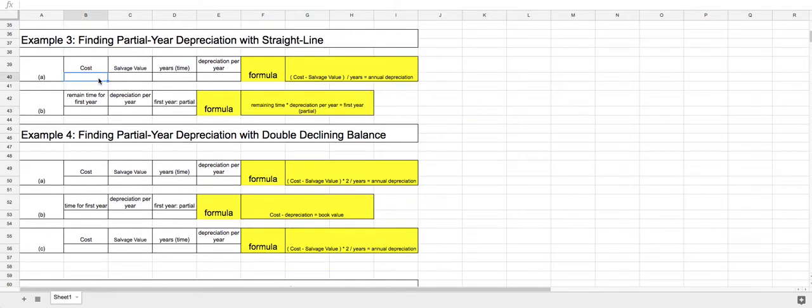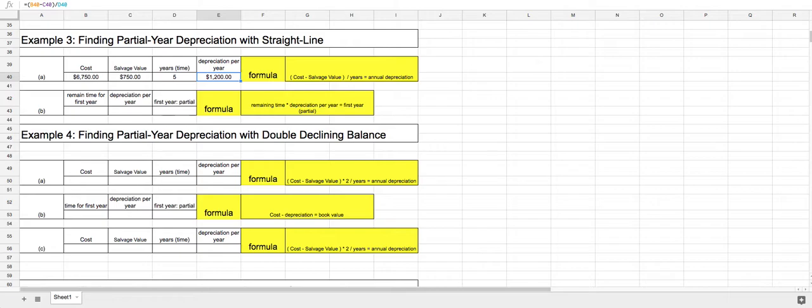For this first example, we have an item that costs $6,750. It has a salvage value of $750, and the useful life is 4 years. Now we need to find the depreciation per year, which we did in a previous lesson. This item is a mountain bike, so let's find what it's going to depreciate. Go parentheses, cost minus salvage divided by the number of years. It's going to depreciate $1,200.